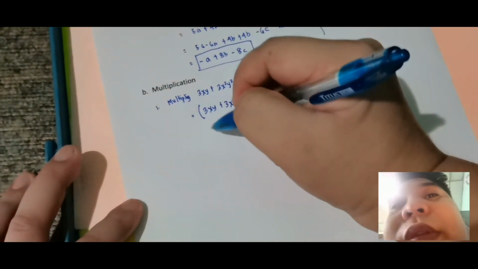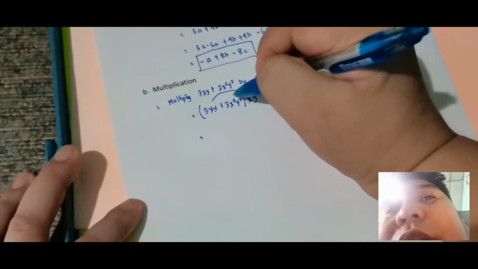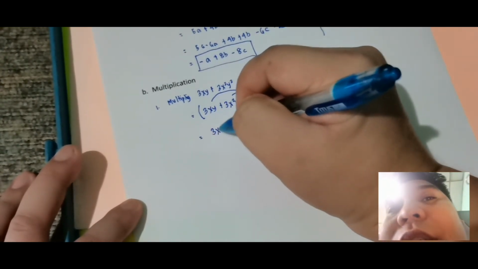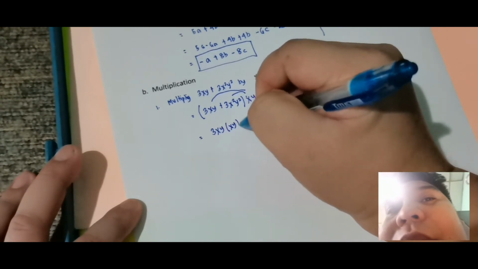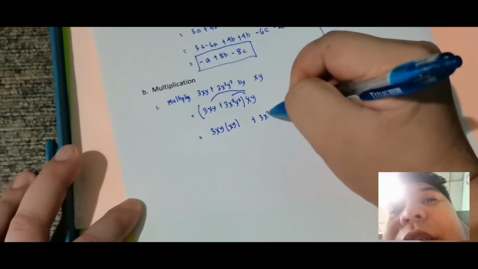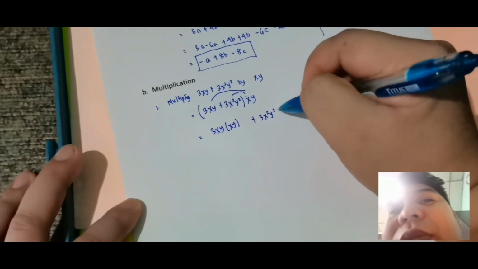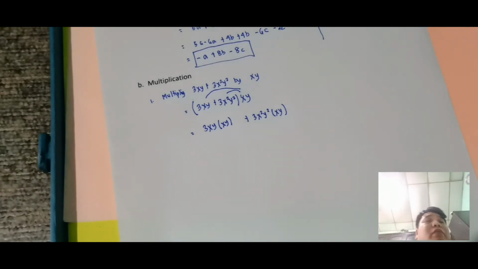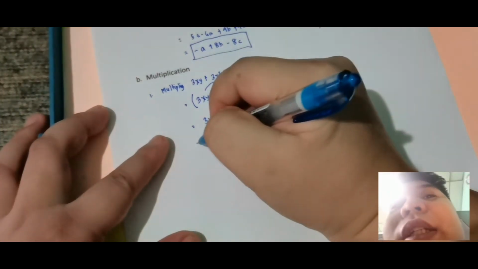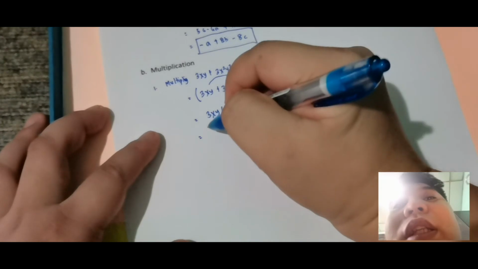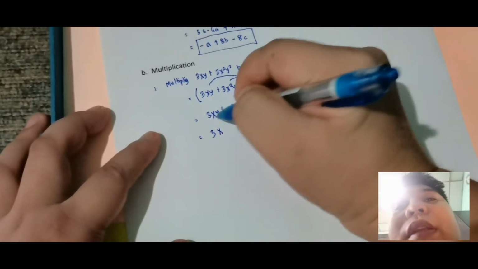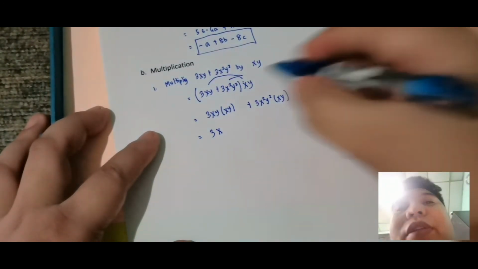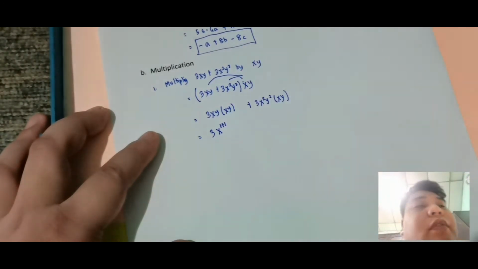Didistribute natin yan. That is equal sa distribute dito, distribute doon. That is 3xy multiplied by xy plus 3x squared y squared multiplied by xy. Next, gamitin natin yung rule of exponent. Bakit? Pag same ng variable, nag-add yung exponent. So for example, 3xy times 3xy. So ano nangyari? This is equal. So ulit ganito muna gagawin ko. So that is 3 times dalawa yung x. Parehas sila naka-raise sa 1. So that is 1 plus 1. Okay, next.